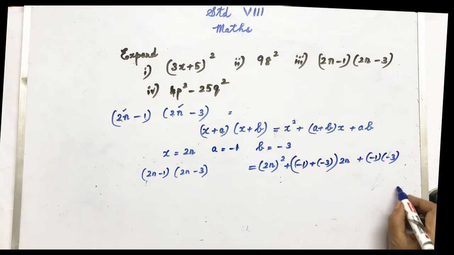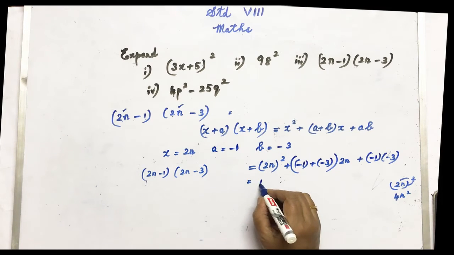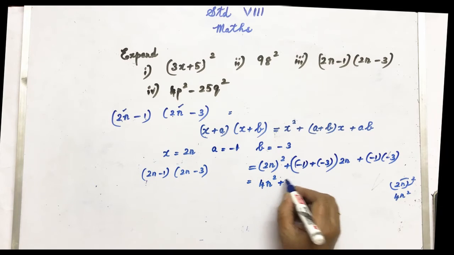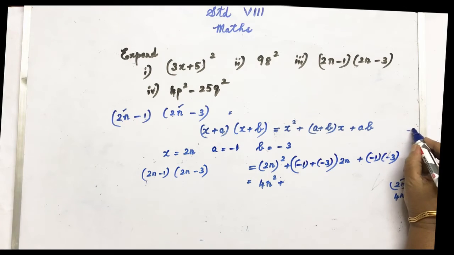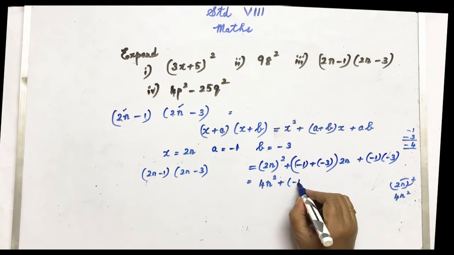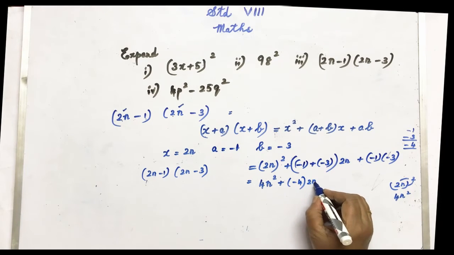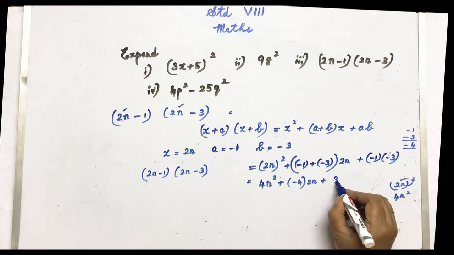Now 2n whole squared. 2n whole squared means 2 squared and also n squared. 2 squared is 4 and n squared, so here we will be getting 4n squared. Now both are minus signs, and the same sign should be added. So minus 1 minus 3 we get minus 4. So minus 4 into 2n, plus here we should multiply, minus into minus is plus, 1 3 is 3.